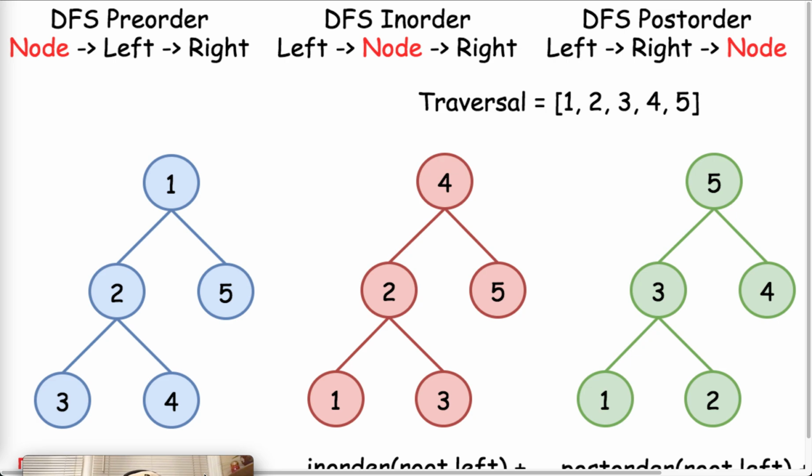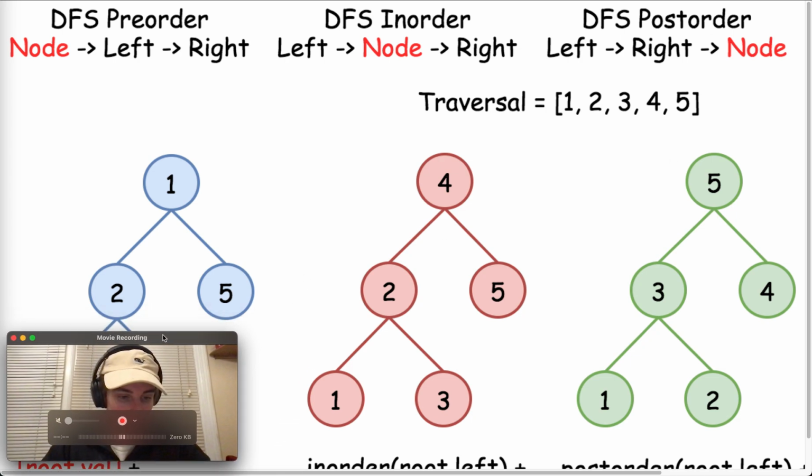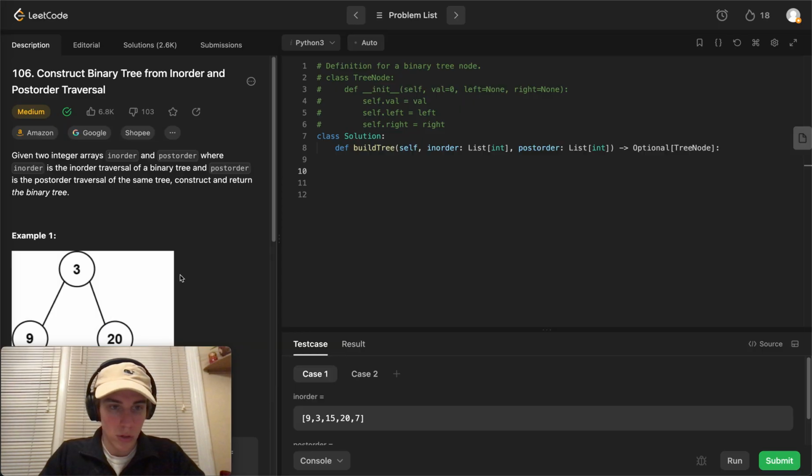Right now, this is asking to reconstruct a tree from an in-order and a post-order traversal, which are both DFS algorithms. You can see here an in-order traversal and here a post-order traversal. Generally, in-order is left, self, right. Post-order is left, right, self. So those are the two DFS traversals that were given.